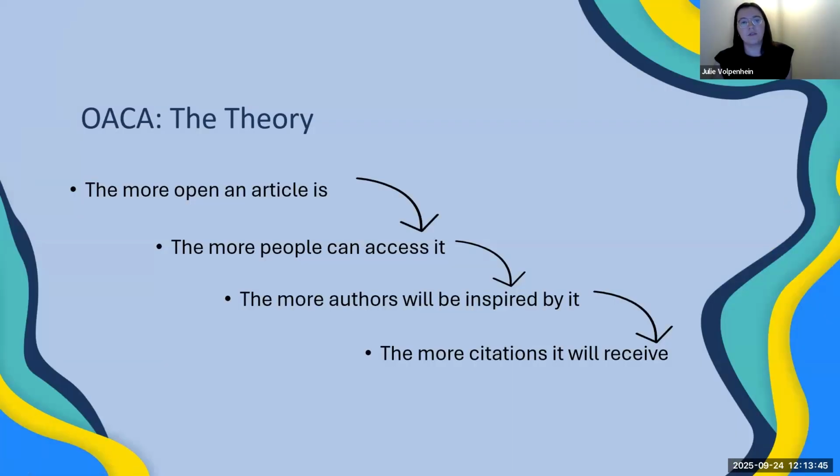So now getting into the open access citation advantage. What is this theory? So the more open an article is, the more people can access it, the more authors may be inspired by it, either saying, oh, this is related to my research, or it might spark a new idea, the more citations it will receive in future articles.